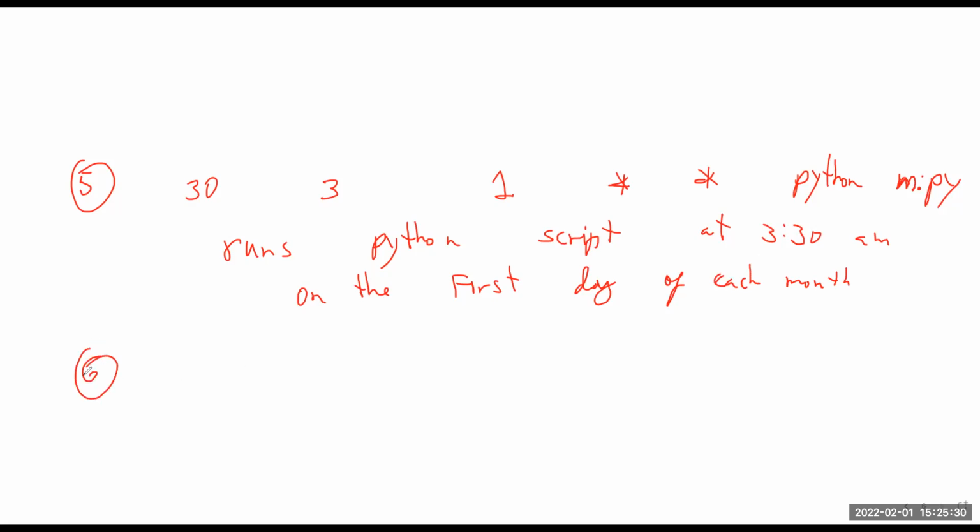All right, so let's do another one. Number 6. All right, this one's a little bit different. So let's do 32 asterisk asterisk 0,6, and then just some other script. Okay.